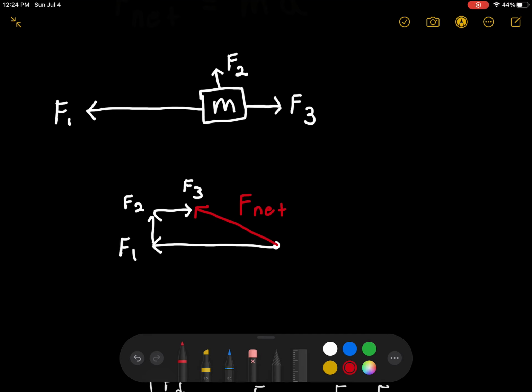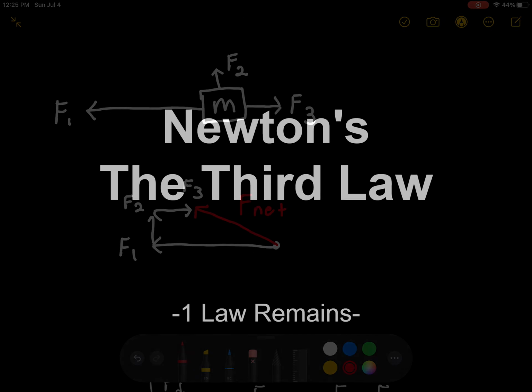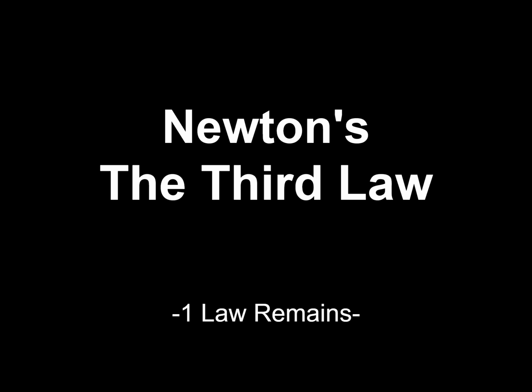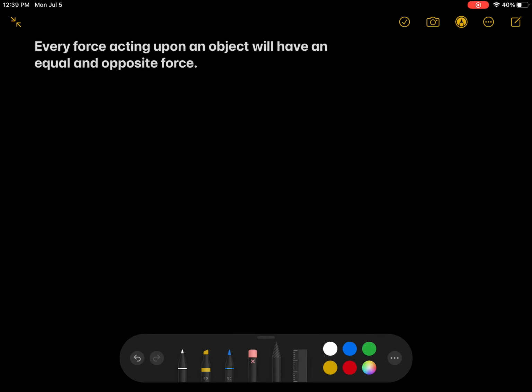All we have to do is add the net forces depending on their direction, and then we will figure out whether the object is or is not accelerating, depending on if there is a net force. Newton's third law of motion says that every force acting upon an object will have an equal and opposite force.